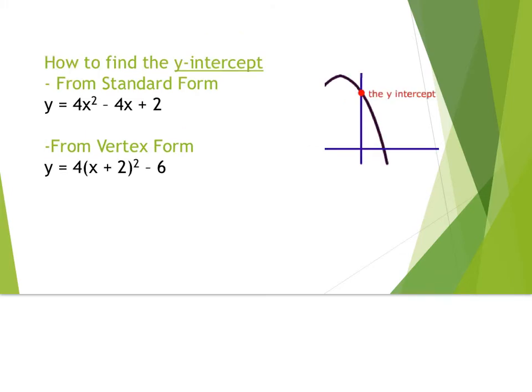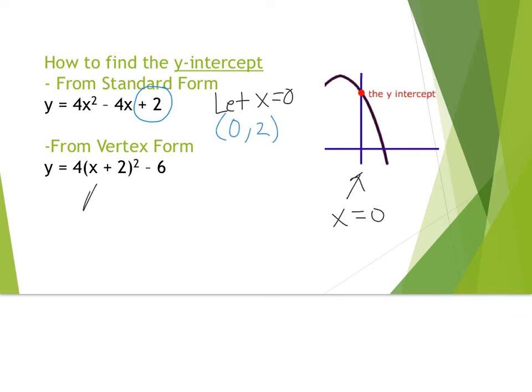Now, the y-intercept of a parabola is where, just like any function, the function crosses the y-axis. When the function crosses the y-axis, the x value is 0. So all you need to do to find the y-intercept is let x equal 0 and find your y, or f of x, whatever notation you are using. In standard form, it's always the c value. So the y-intercept is (0, 2) in this case.